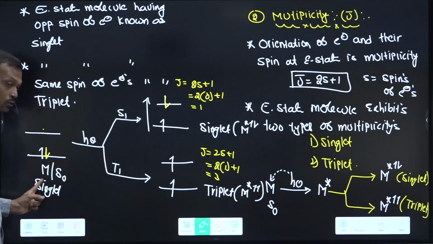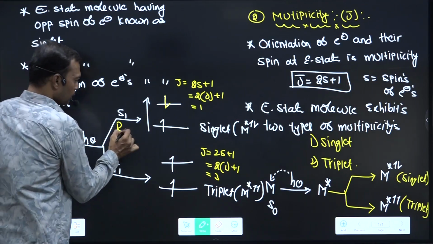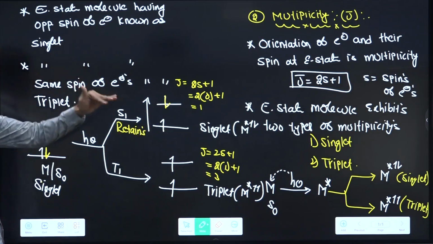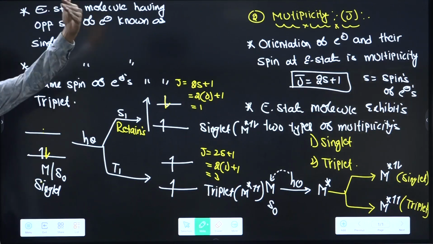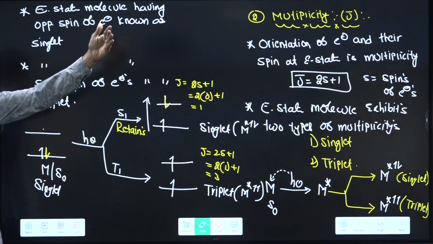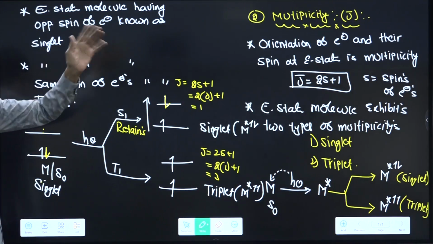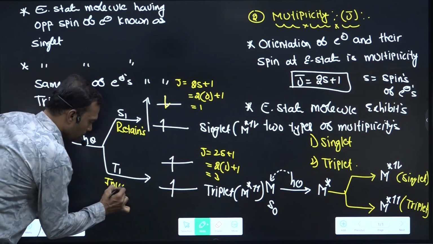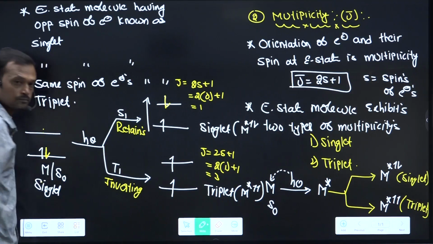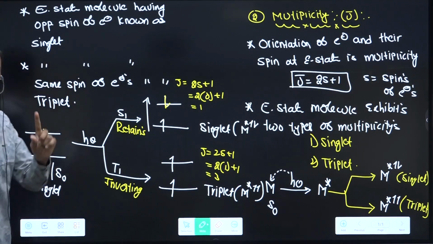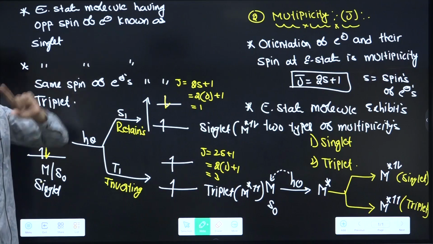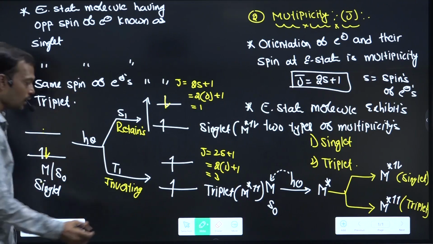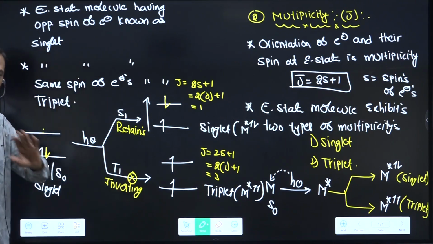The ground state multiplicity is retained in the S1 state. S1, S2, S3, S4 all retain their multiplicity. What is the meaning of retaining multiplicity? Singlet to singlet, triplet to triplet. But ground state to triplet is inverting the multiplicity. Any molecule when excited should retain its multiplicity, not invert it. An inverting transition does not exist.